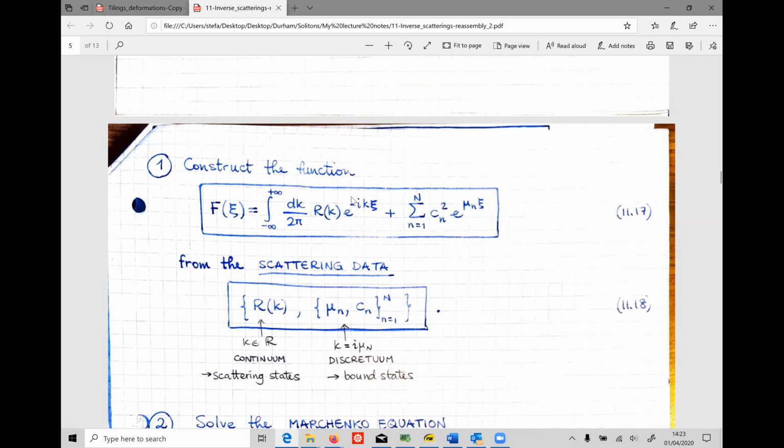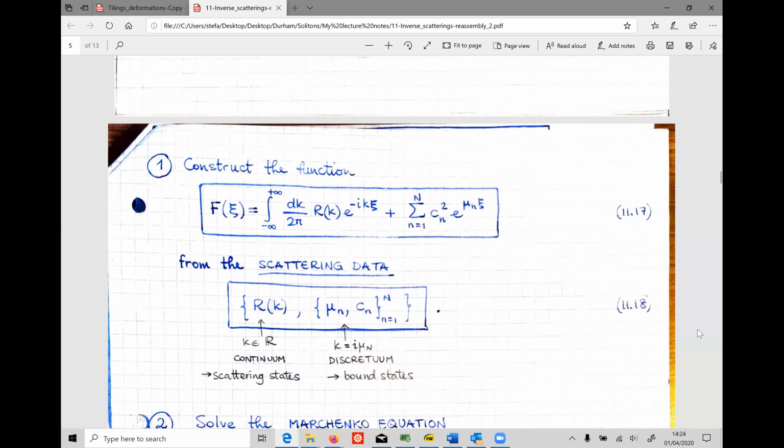That's analogous to the e to the minus i k xi that appears in the Fourier transform of the reflection coefficient. So when you set k equal to i mu, you get the exponential of mu xi. And then instead of the reflection coefficient, we have the square of this constant Cn. Okay, so given the scattering data, you can construct, in principle, this auxiliary function of a variable xi.